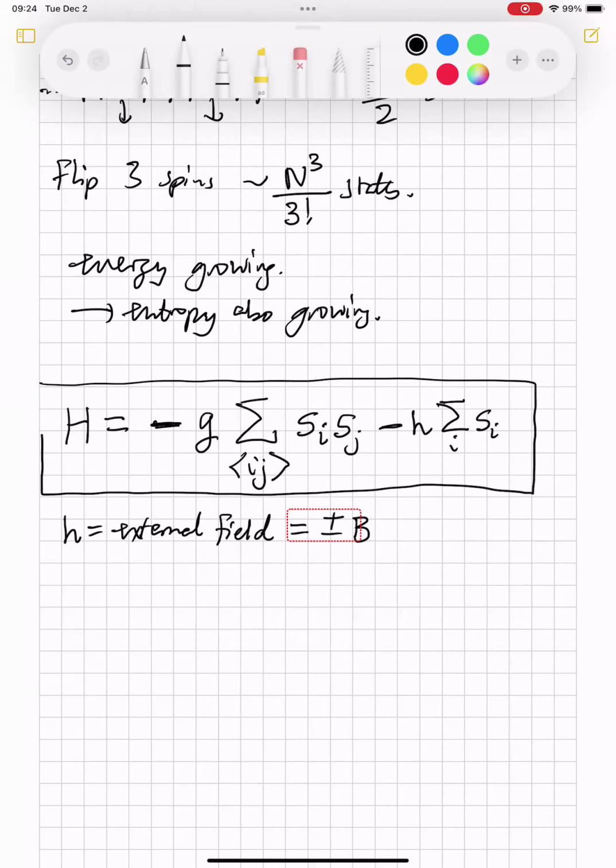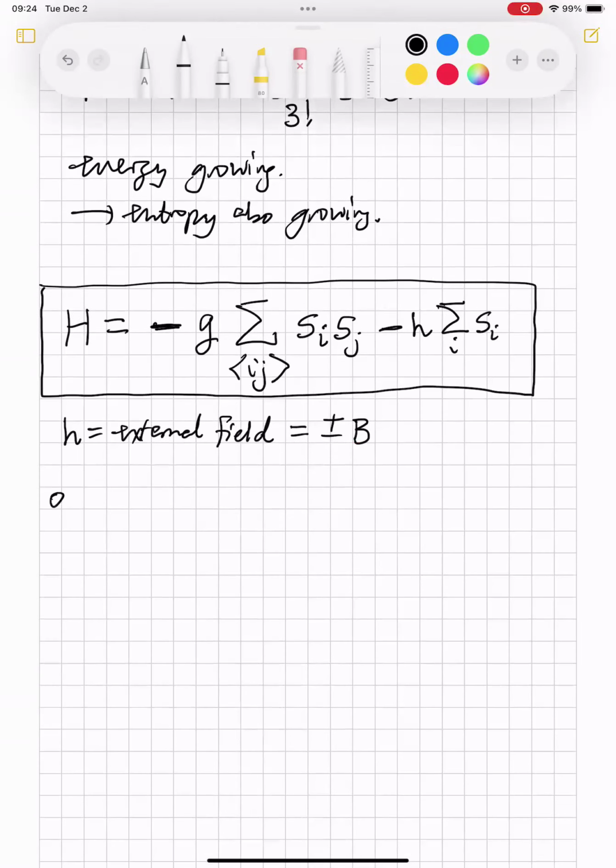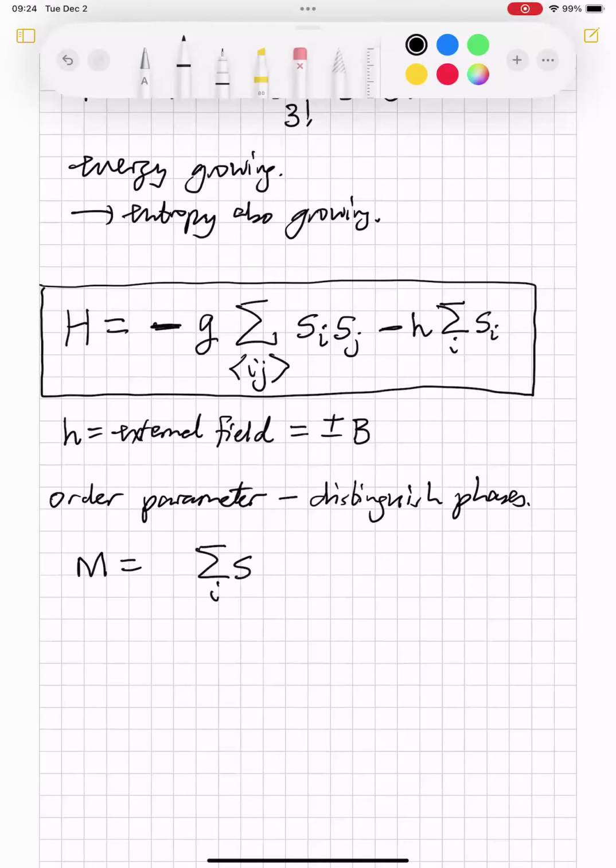Now, one more thing we have to introduce, and then we can start doing some physics. We need to introduce what is known as an order parameter. What is an order parameter? This is a quantity that will distinguish between possible phases. So let me tell you what the order parameter is here for us, so that you get a good idea of what it is. The order parameter M is just given by summing over all of the spins, the value of the spin.